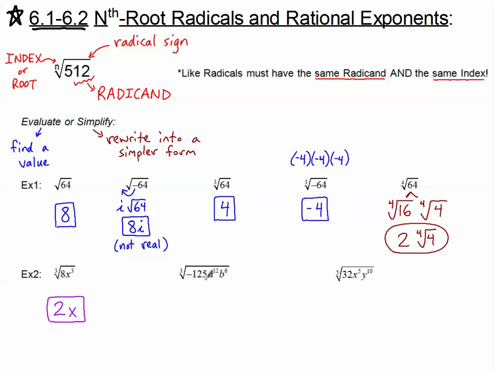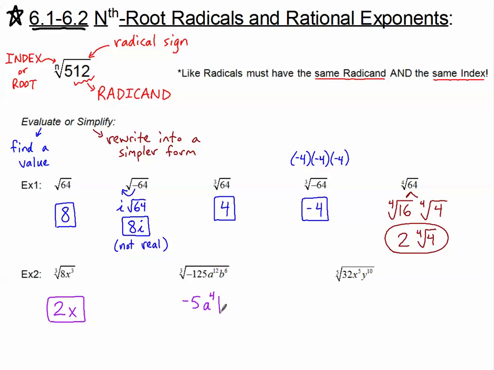How about the cube root of negative 125, a to the 12th, b to the 6th? Don't worry about this negative because it's underneath an odd root. The cube root of negative 125 is just the opposite of the cube root of positive 125. So since the cube root of positive 125 is 5, the cube root of negative 125 is negative 5. A to the 12th is a perfect cube because 12 is divisible by 3. 12 divided by 3 is 4, so a to the 4th will come out. Again, think about this. A to the 4th times a to the 4th times a to the 4th. You do 4 plus 4 plus 4, which is 12. So that is a perfect cube.